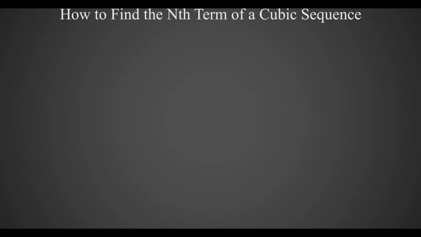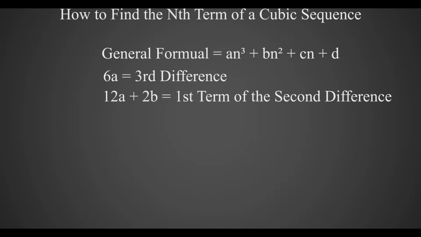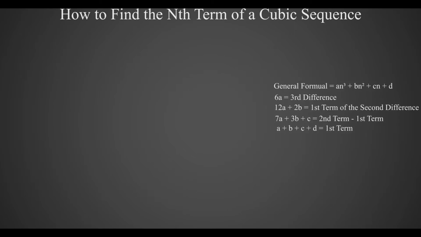In this video, we will be going over how to find the nth term of a cubic sequence. So, there are a few things that you will need to know before you start solving. The general formula for the nth term would be an cubed plus bn squared plus cn plus d, where 6a is the third difference, 12a plus 2b is the first term of the second difference, 7a plus 3b plus c is equal to the second term minus the first term, and a plus b plus c plus d is all equal to the first term.